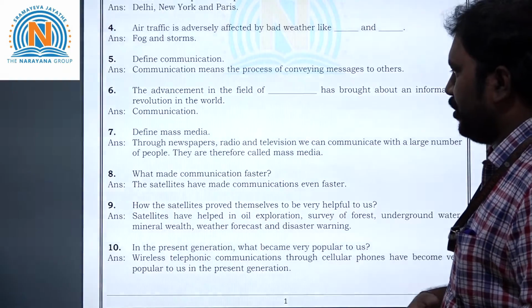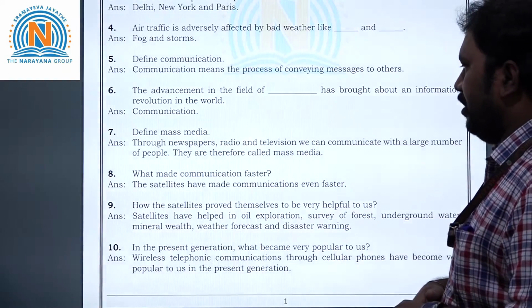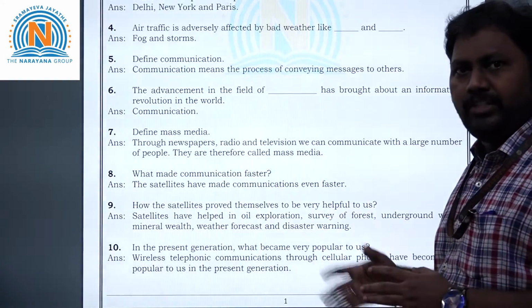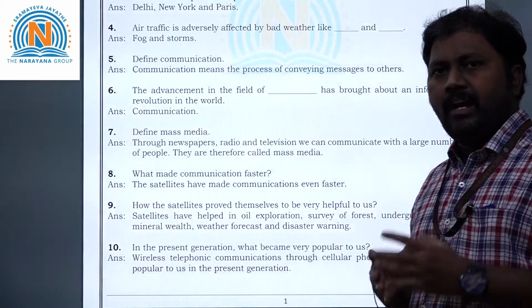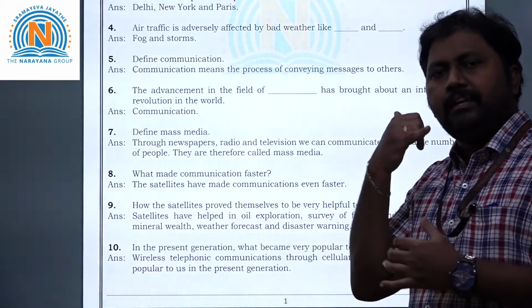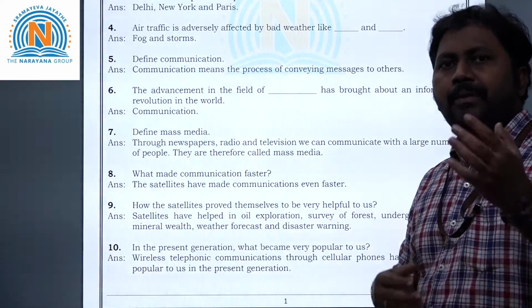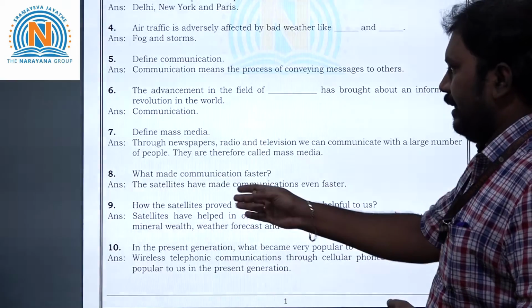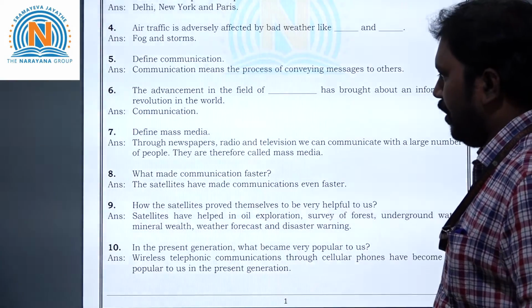Now let's take the eighth question. What made communication faster? So the satellite children, very important. Even the internet we are using today, the telephones like mobile phones we are using, work because of satellites. So the satellites have made communication even faster.